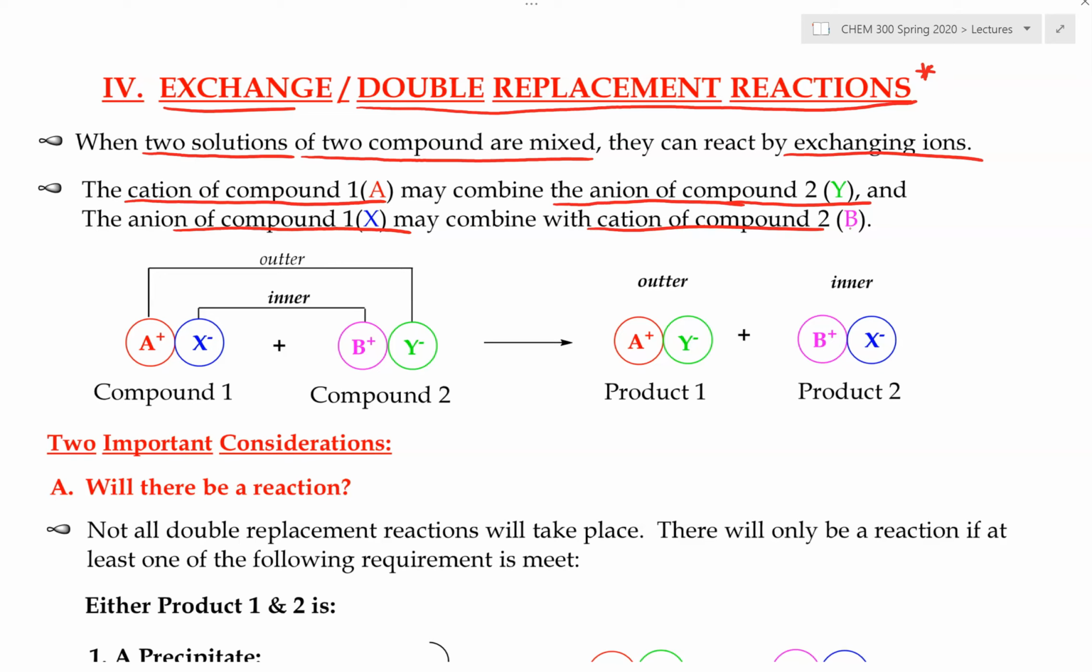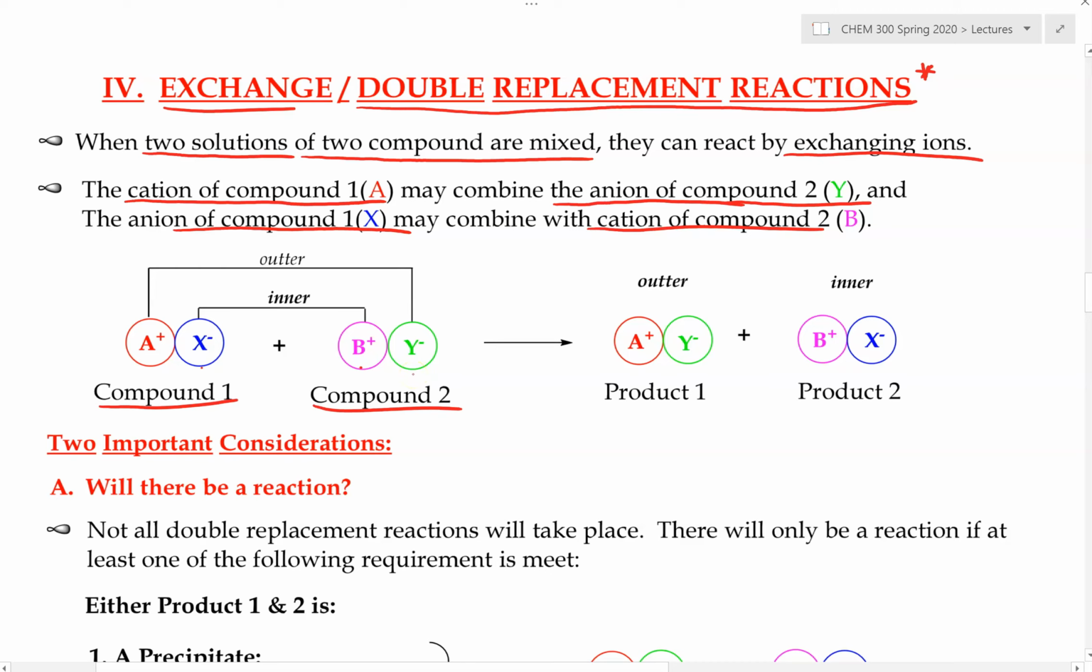So we have a first compound, and let's say this first compound is the compound AX. And again, it is an ionic compound. And now we have compound 2, and in this case, let's label it BY. And just like how we would write the chemical formula of most ionic substances, the cation is always listed first. So here in AX, the cation is listed first and the anion is listed second. And in compound 2, B is the cation and Y is the anion.